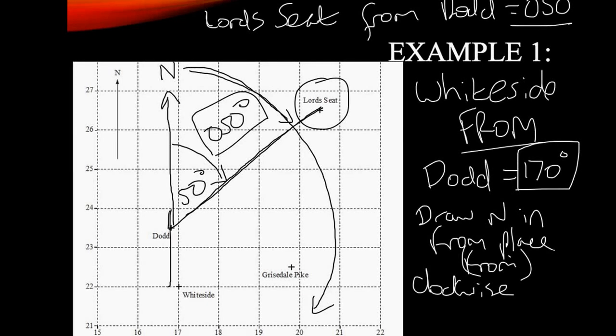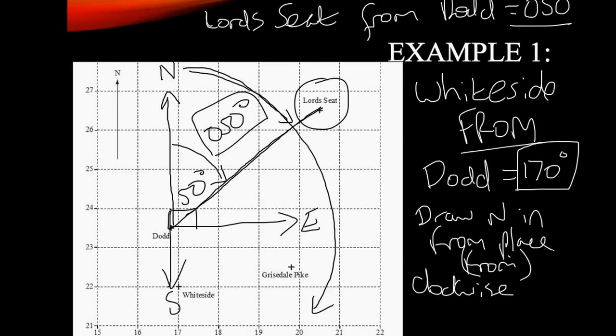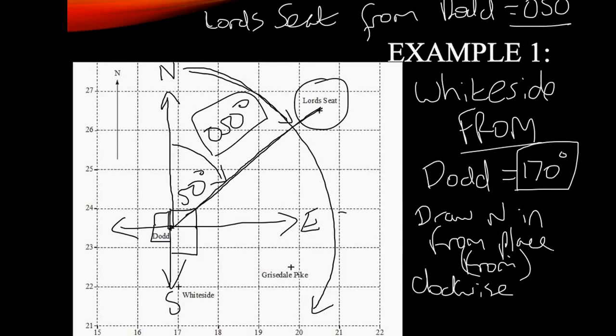Now we can use various angle facts to work out other things because we know information like if this is north, this would be east, and we know that that's 90 degrees. We know this is south, again 90 degrees or 180 degrees from north. West again is another 90 degrees, and we know it's 360 all the way round. So this would be 90 degrees or 090 as a bearing, 180 degrees as a bearing, 270 degrees as a bearing.